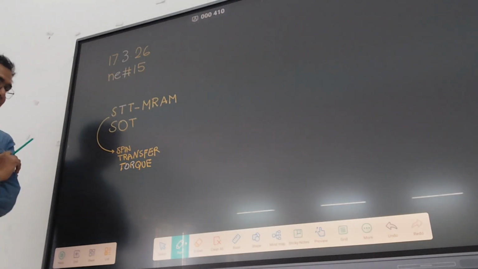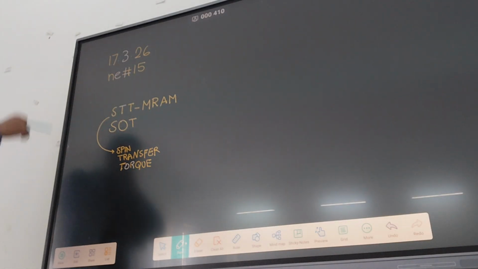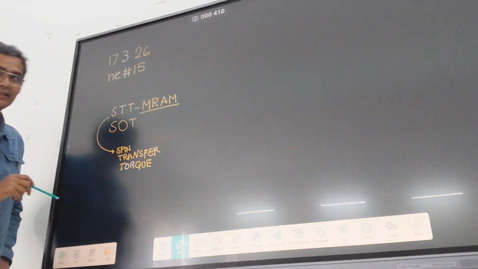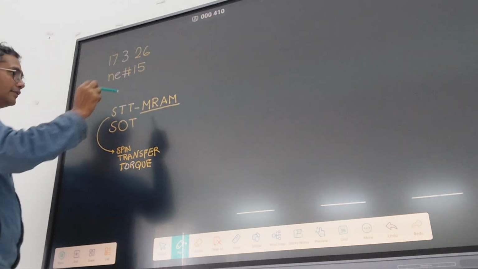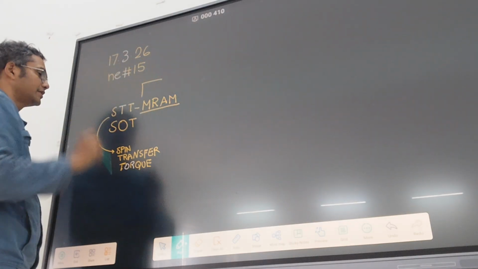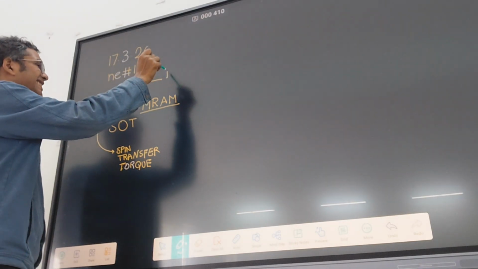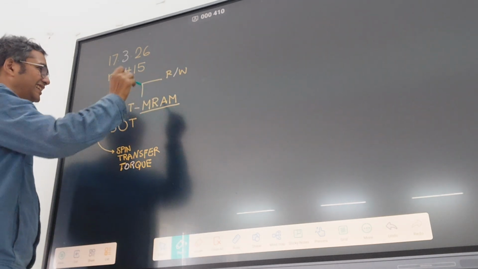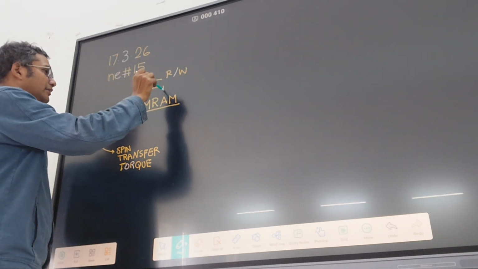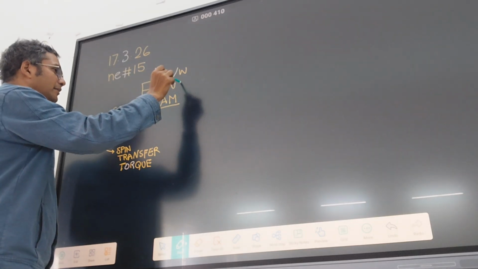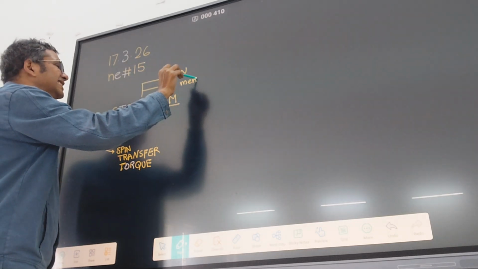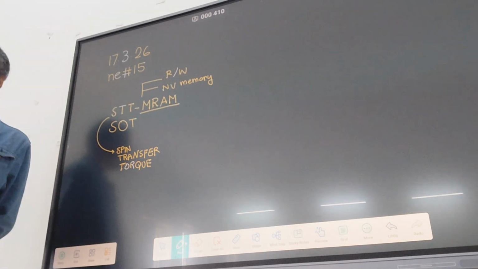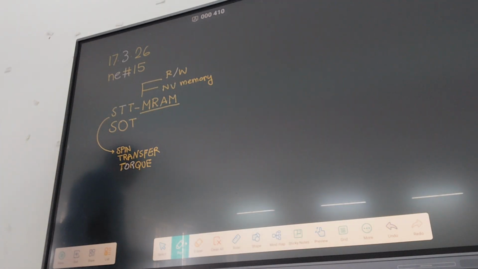How are we using this spin transfer torque for magnetic random access memory, which has two functions. First of all, it can read and write, and it has non-volatile memory. These are the functions. Non-volatile: if you plug it off, the memory stays there.